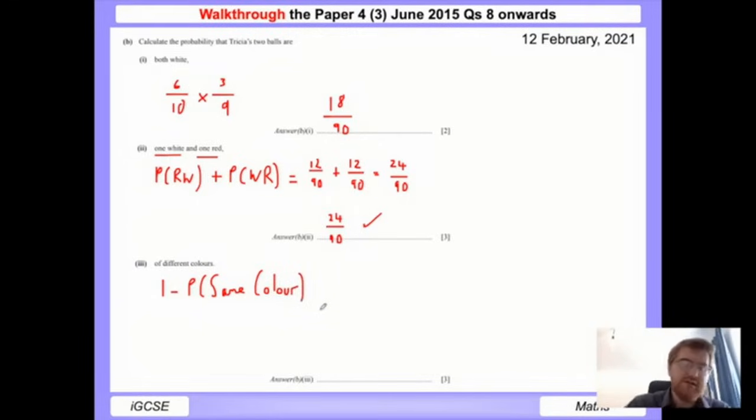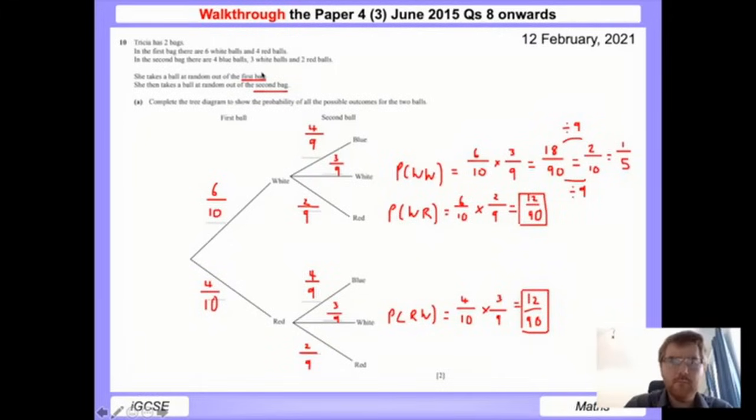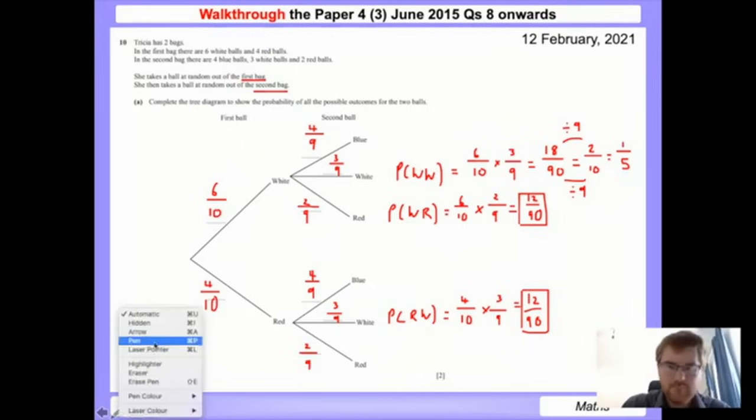The reason I do it this way is that we've already worked out some of these things. So we've already worked out the probability of both white, which is 18 over 90. So all we now need to do is work out the probability of red, red and blue, blue, I think the other colour was. Yeah, blue, blue, exactly. And then we can just work it out from there. So what I'm going to do is just work out the same colour.